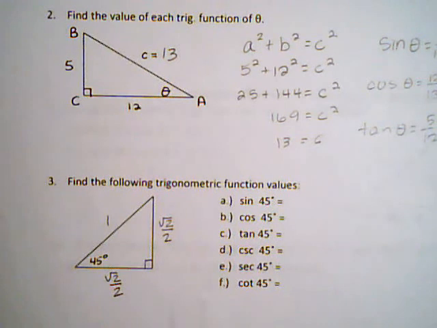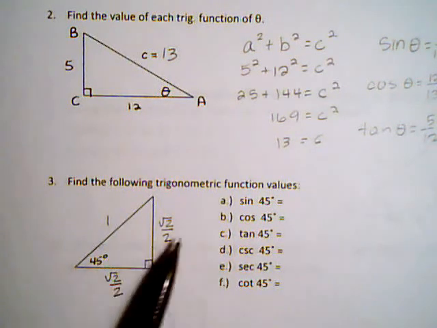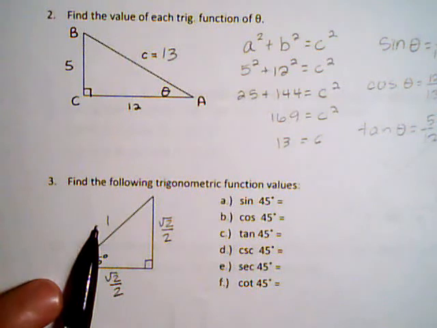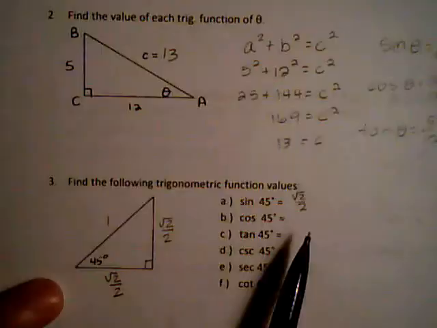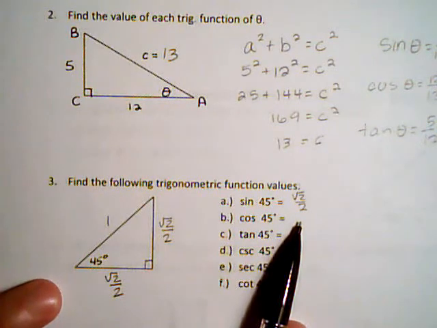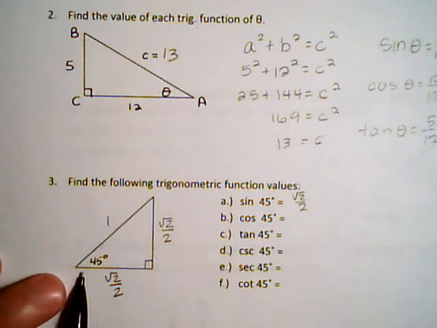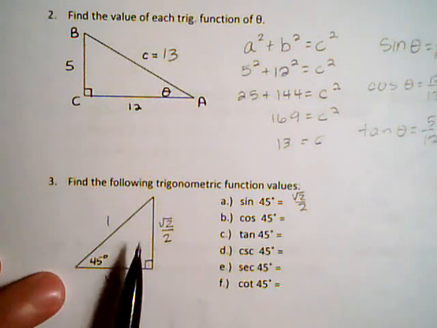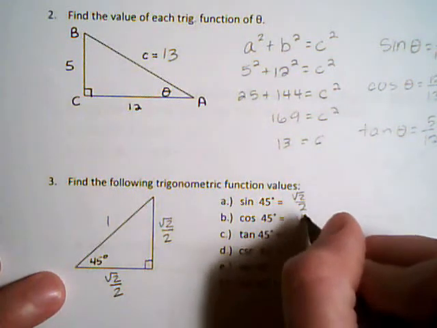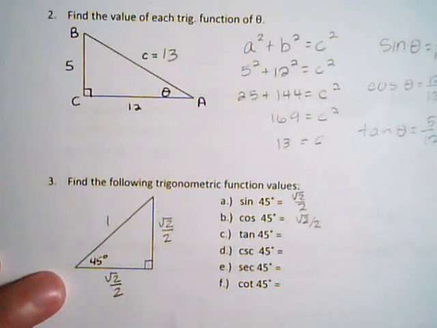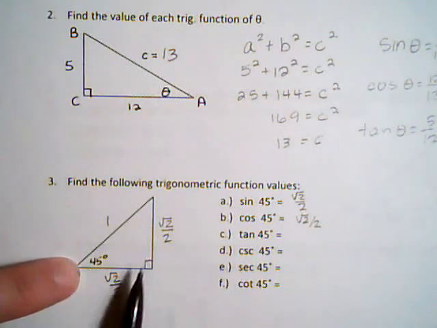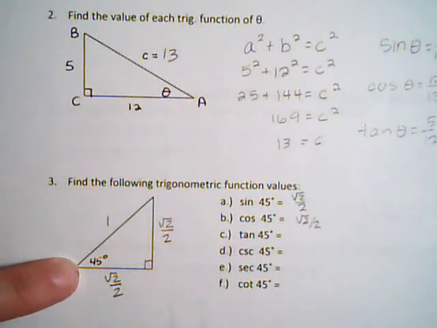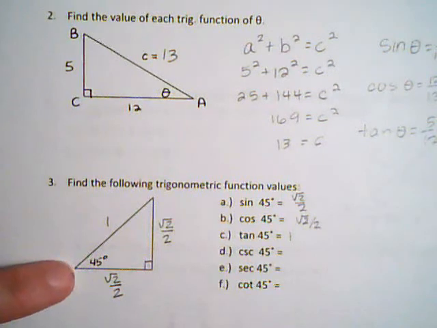So what would the sine of 45 degrees be? Opposite over hypotenuse. So the square root of 2 over 2 over 1 would still just be the square root of 2 over 2. The cosine of 45 degrees, the adjacent side over the hypotenuse, is still square root of 2 over 2. The tangent would be opposite over adjacent. So if I put the square root of 2 over itself, that would just equal 1.